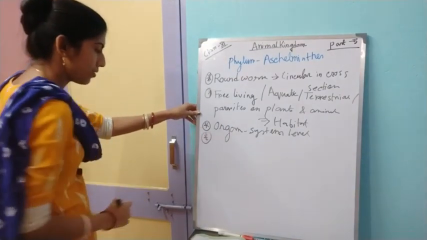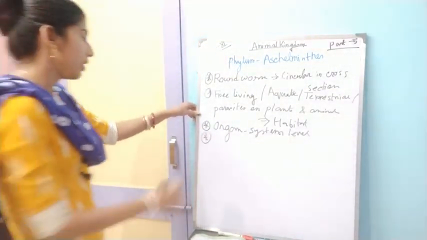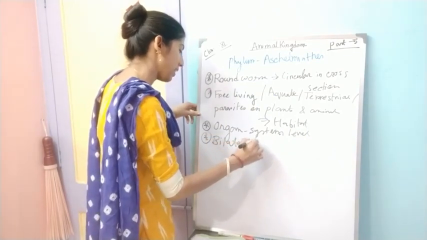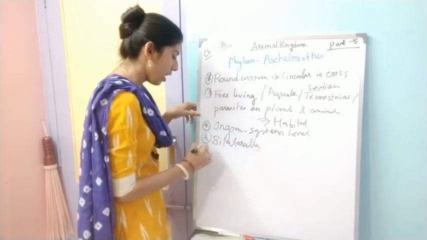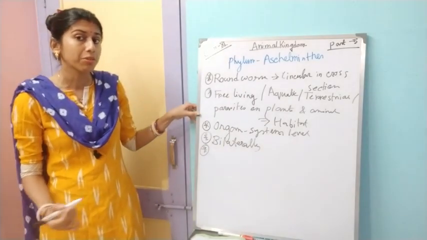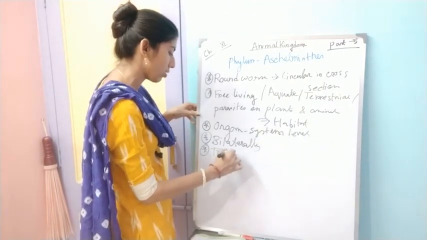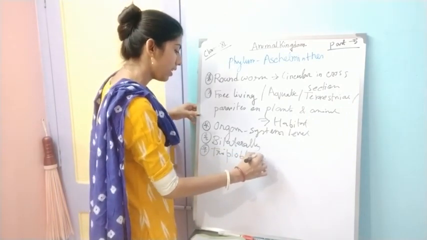What type of symmetry can be found in this case? They are bilaterally symmetrical. How many germ layers can be found in case of Aschelminthes? Three germ layers can be found. They are called triploblastic.